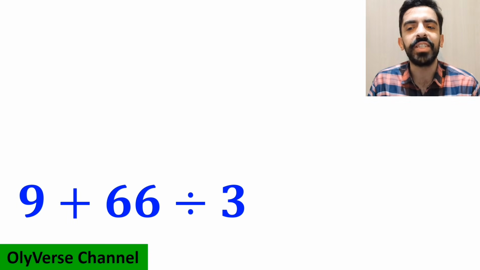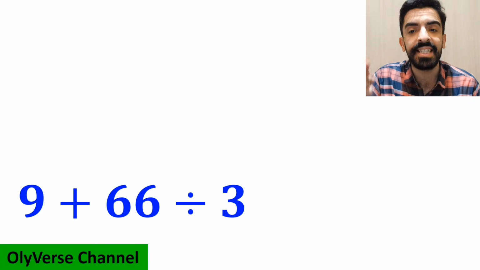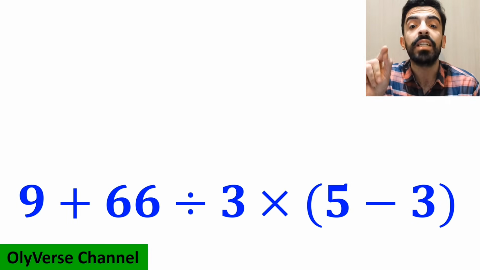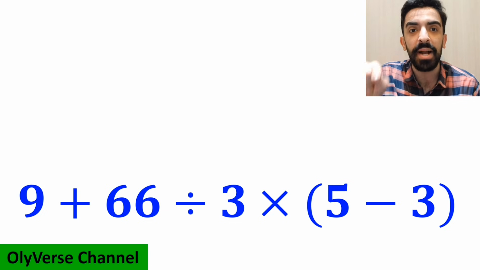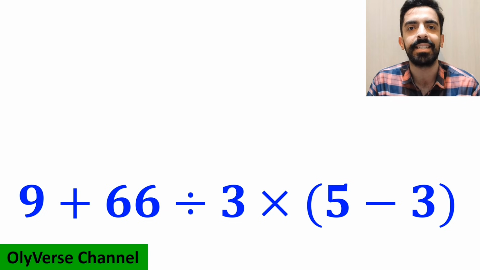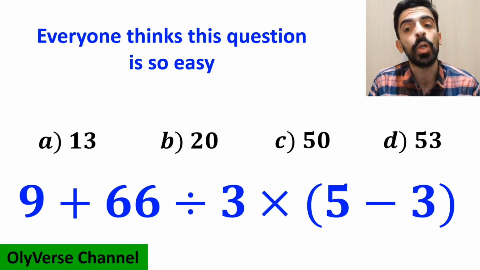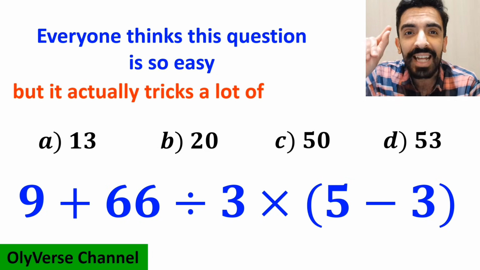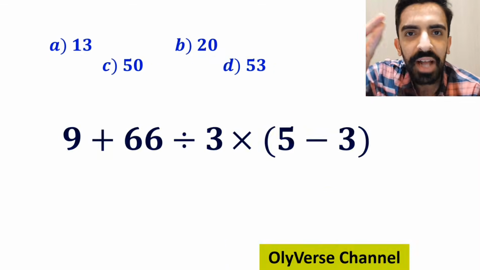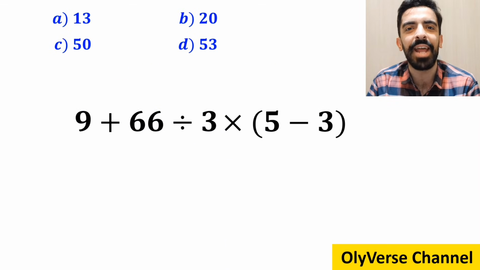What is the value of the expression 9 plus 66 divided by 3 times (5 minus 3)? Which option do you think is the correct answer to this question? Everyone thinks this question is so easy, but it actually tricks a lot of people. Let's dive in and break it down step by step together.